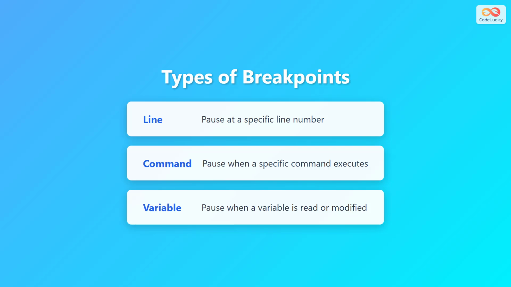Set-PSBreakpoint supports 3 types of breakpoints, each serving a different purpose. Line breakpoints pause at a specific line number in your script. Command breakpoints pause when a specific command executes, regardless of where it appears. Variable breakpoints pause when a variable is read or modified, helping you track how data changes throughout your script. Each type gives you different ways to control and observe your code's execution.